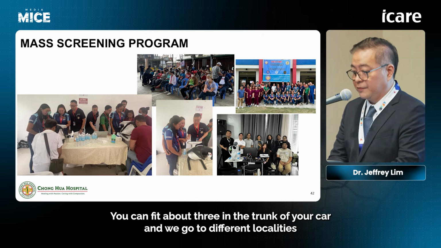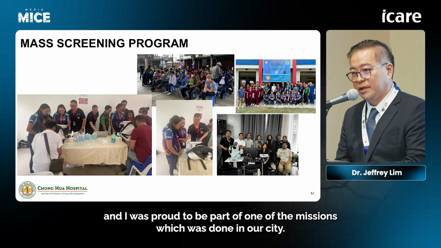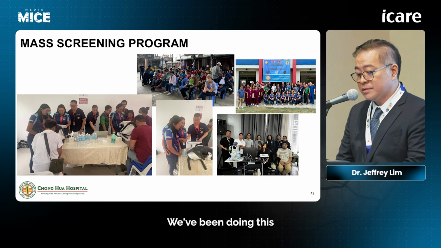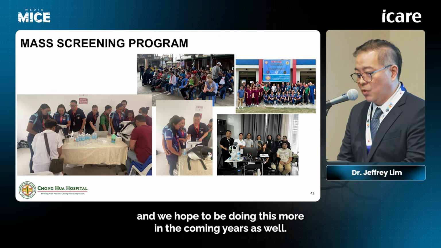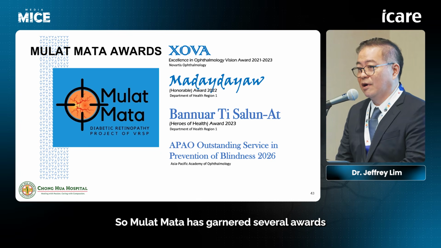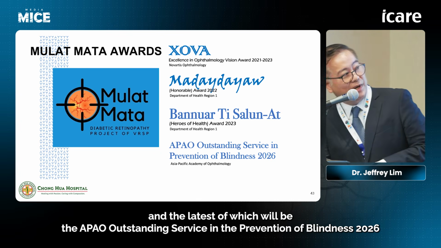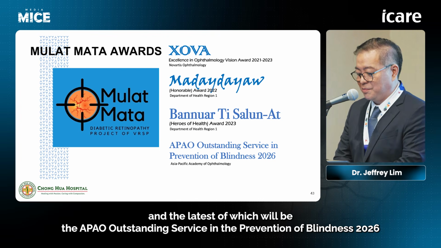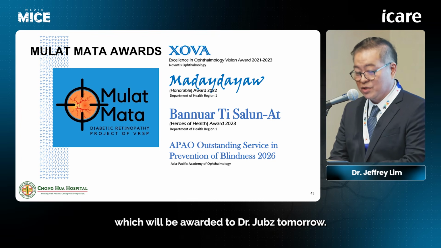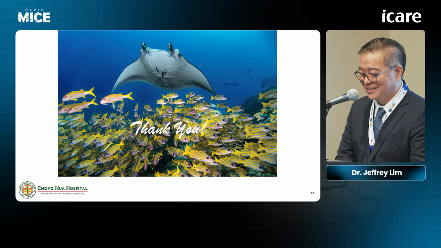And we go to different localities, and I was proud to be part of one of the missions which was done in our city. We've been doing this, and we hope to be doing this more in the coming years as well. So Mulat Mata has garnered several awards, and the latest of which will be the APAO Outstanding Service in the Prevention of Blindness 2026, which will be awarded to Dr. Jubes tomorrow. Thank you.